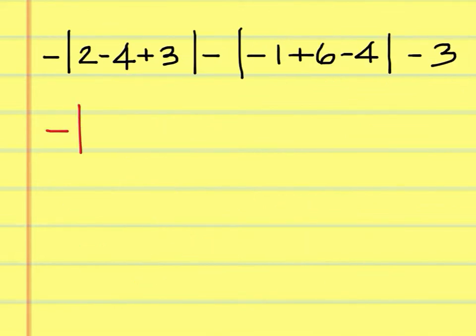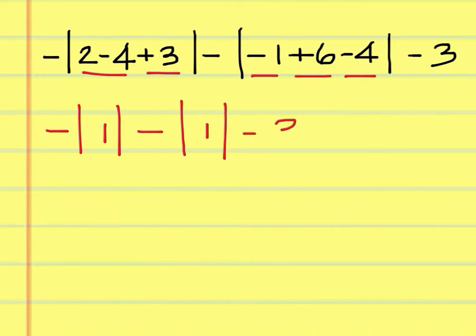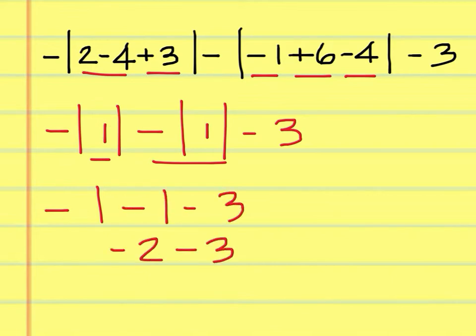In the first set, we'll have 2 minus 4, which is -2, plus 3 is 1. And then in the second set, -1 plus 6 is 5, minus 4 is 1. So the absolute value of 1 is 1, but we have a negative sign in front of it. And the same deal for this one. So -1 minus 1 is a -2, minus 3 is -5.